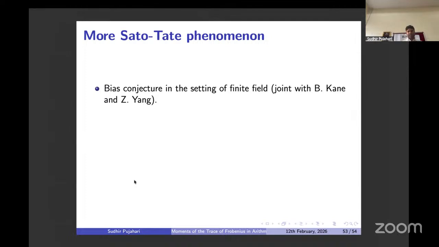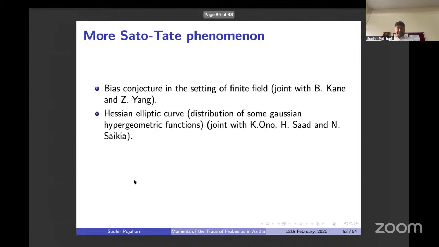And using this method, we recently gave a very satisfactory answer for the bias conjecture, which is due to Miller, in the finite field setting. So I'm not discussing this much, but nevertheless, the techniques being developed to prove these results were very helpful to give a very satisfactory answer for the bias conjecture, but in the finite field setting.